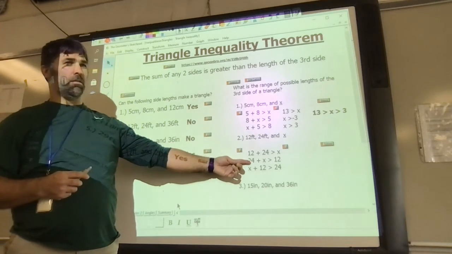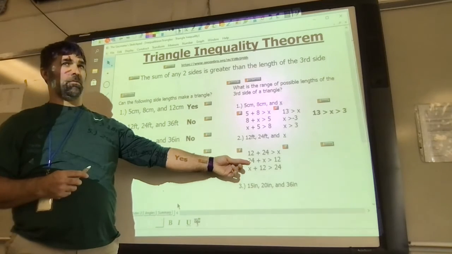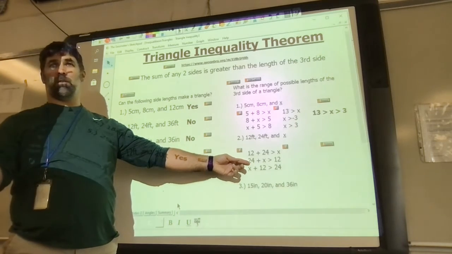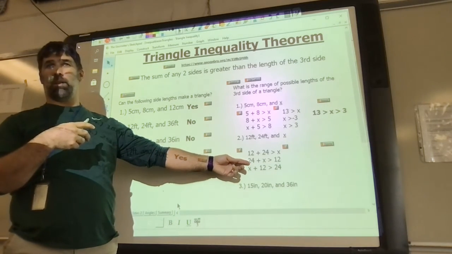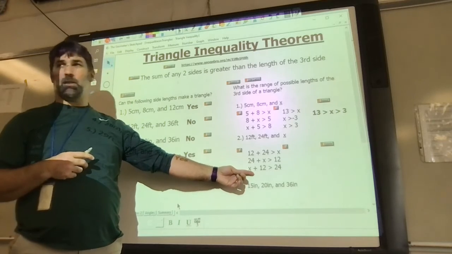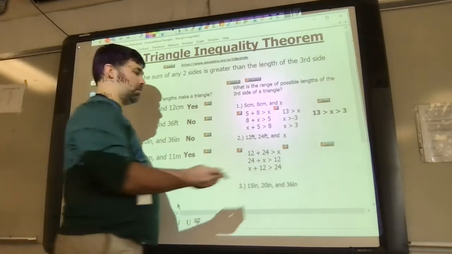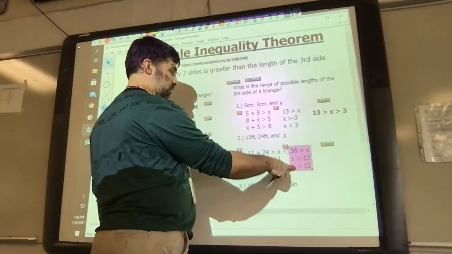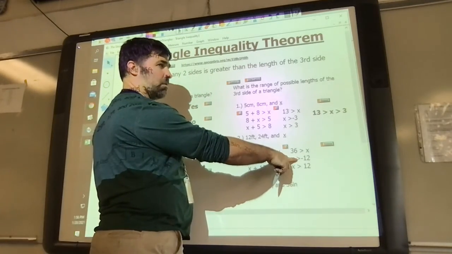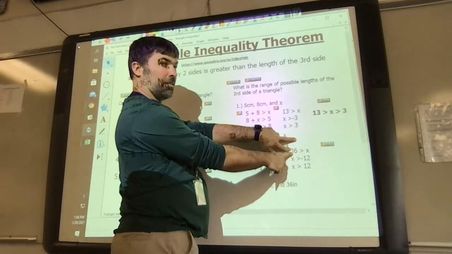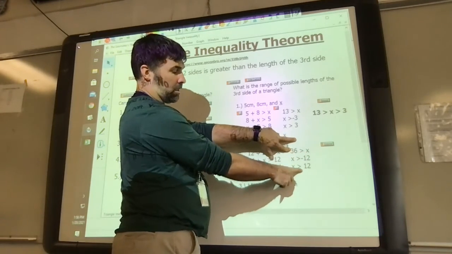How would you get X by itself here? Well, 12 minus 24 gets our negative, so we're going to throw that out. You can't have a negative length. And then how would you get this? 24 minus 12 would be. So here's what you would get when you solve it. Again, throw the negative out, combine these two statements. So X has to be less than 36, but it's got to be greater than 12.